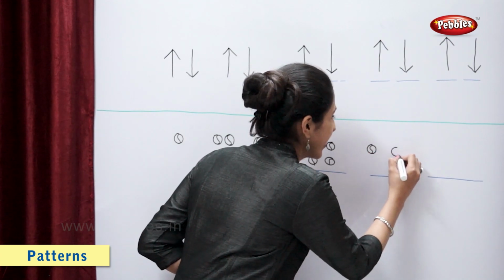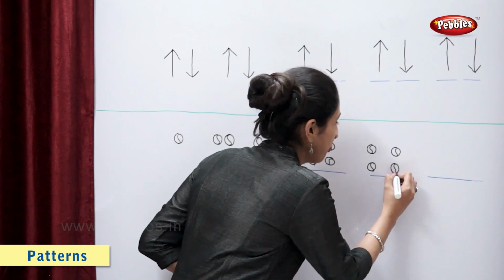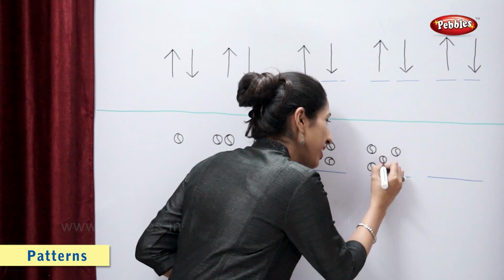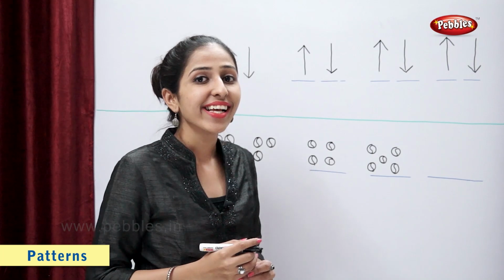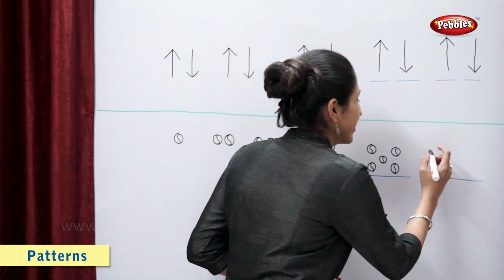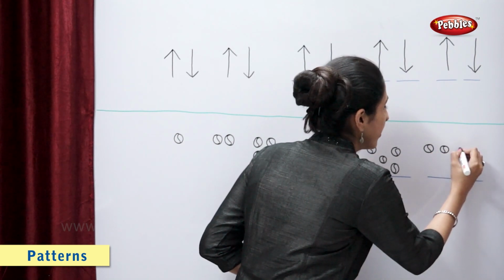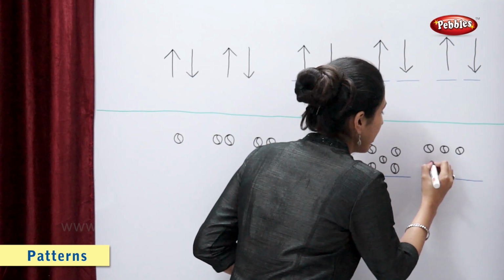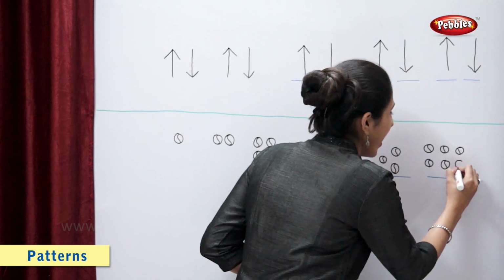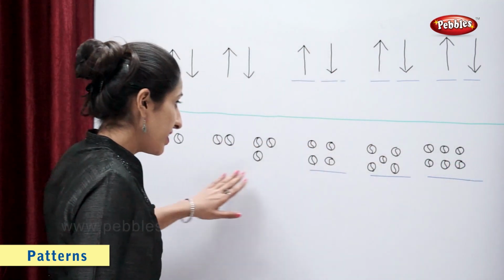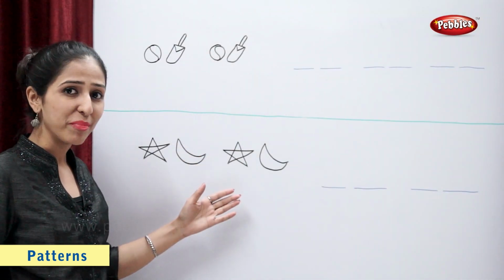1, 2, 3, 4 and 5. What is next? Correct. 6 marbles. 1, 2, 3, 4, 5 and 6. Now this is also a pattern. Now let's take few more examples.